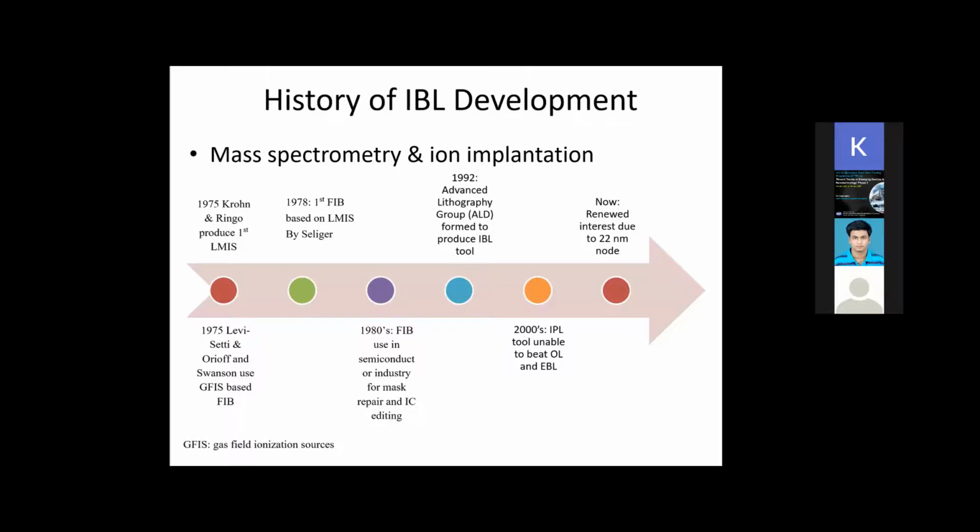Let's say you make some circuit using normal photolithography or even e-beam lithography, and after the whole process, you find some defect somewhere. That can be adjusted using your FIB. So that is mainly what it is used for. Also, if you make a mask and it needs some repair, that can be done using this ion beam.